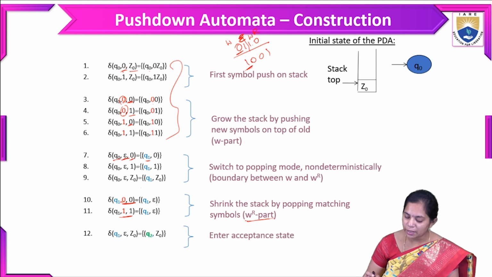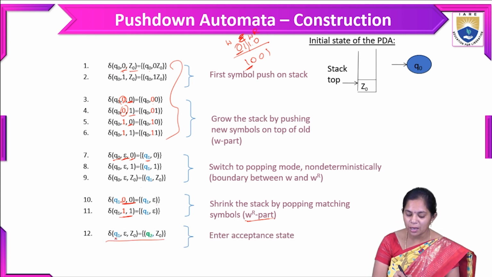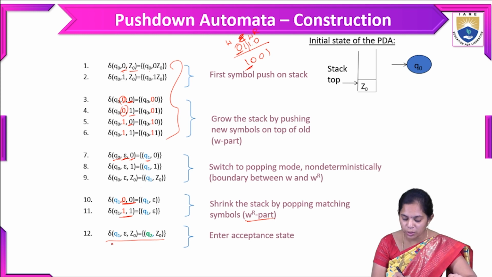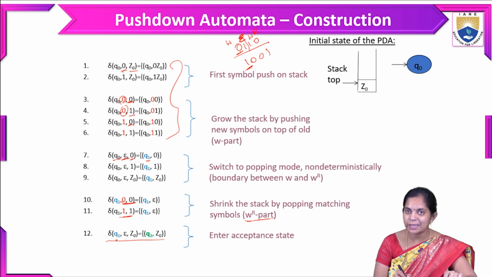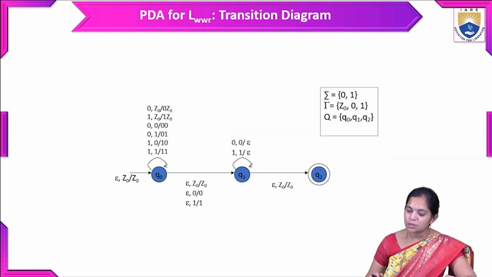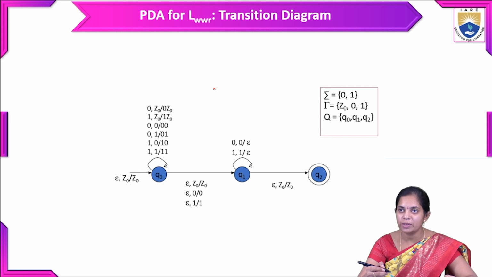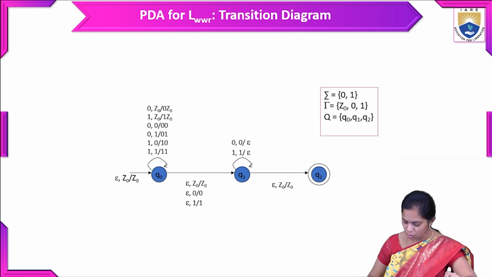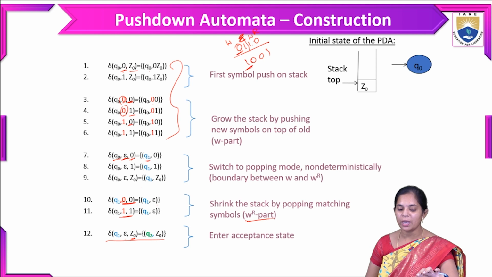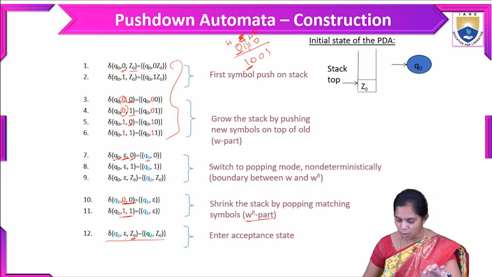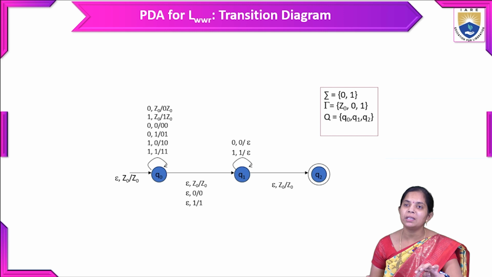And here is the acceptance state. Finally, in the Q1 state, when the empty symbol appears and the top of the stack symbol is Z0, we have to move to Q2, which is nothing but the final state. So this is what we constructed for the given language WW reverse. Whatever we have written in the transition functions, we have represented diagrammatically here.